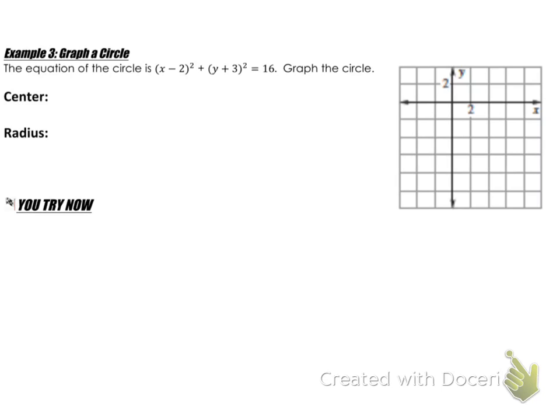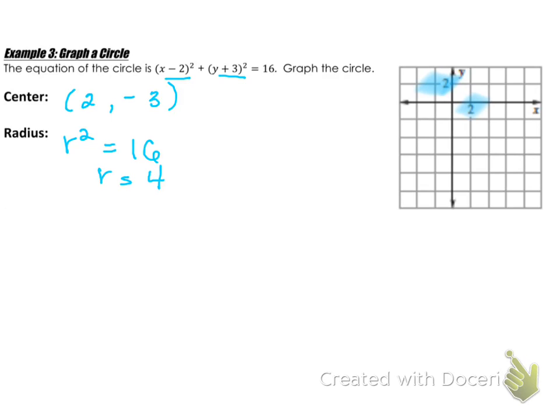Lastly, we just want to make sure we can graph. So again, I need to figure out my (h, k) and my radius. So my center, remember we take opposite values. So because I have x minus 2, it's a positive 2 value for my center, and y plus 3 makes it a negative value for the y value for my center. And then radius, r squared equals 16. So that means r equals 4, and now I can use those to graph.